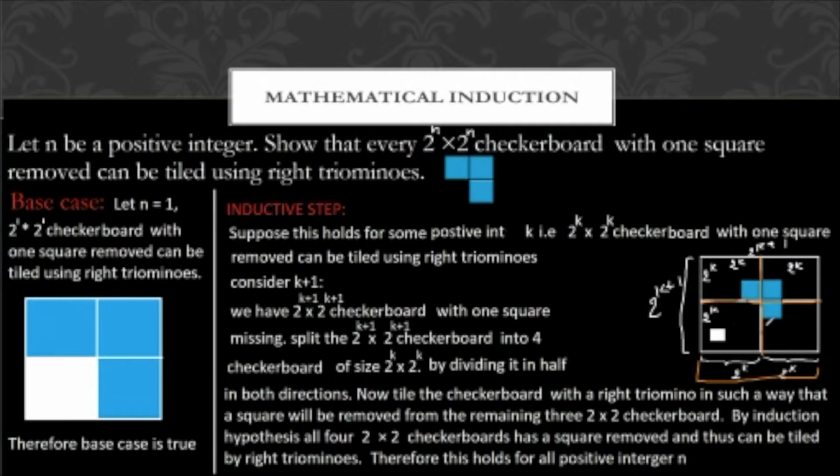So we can tile this by applying the inductive hypothesis on all the 2^k by 2^k checkerboards, on all 4 of them. Therefore, we can tile it, and we've shown that our inductive step holds. So we can say, therefore, by induction, you can tile a 2^n by 2^n checkerboard, meaning this holds for all n. Because by definition, if you show that the base case holds and the inductive step holds, then you've shown by induction that the entire thing is going to work for all n.